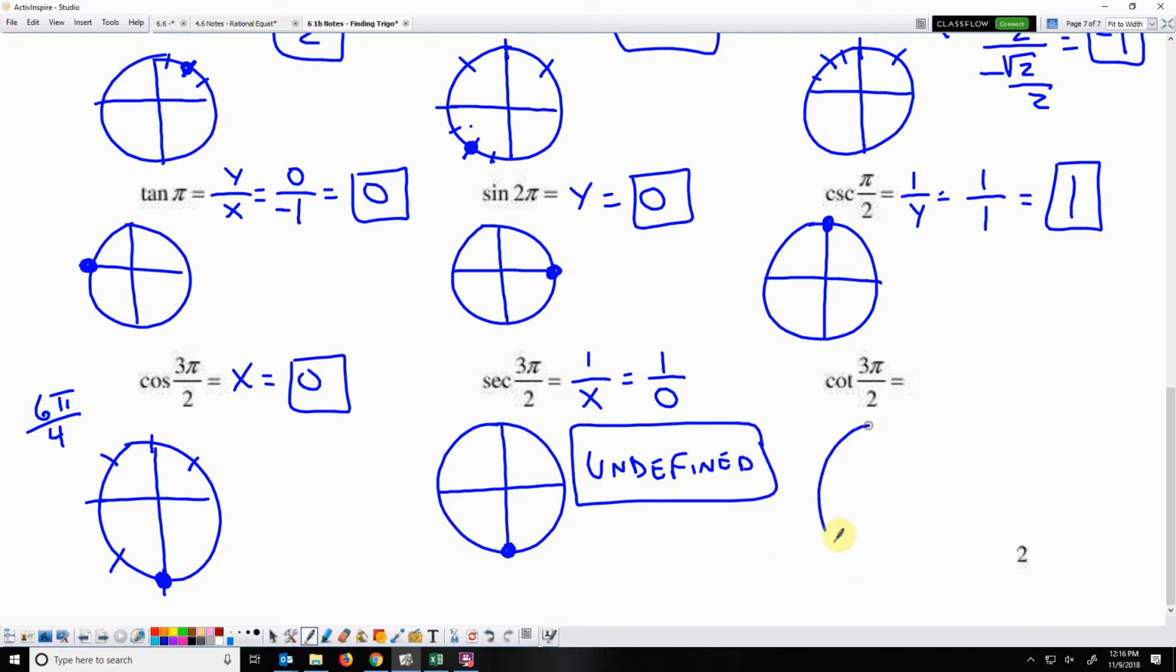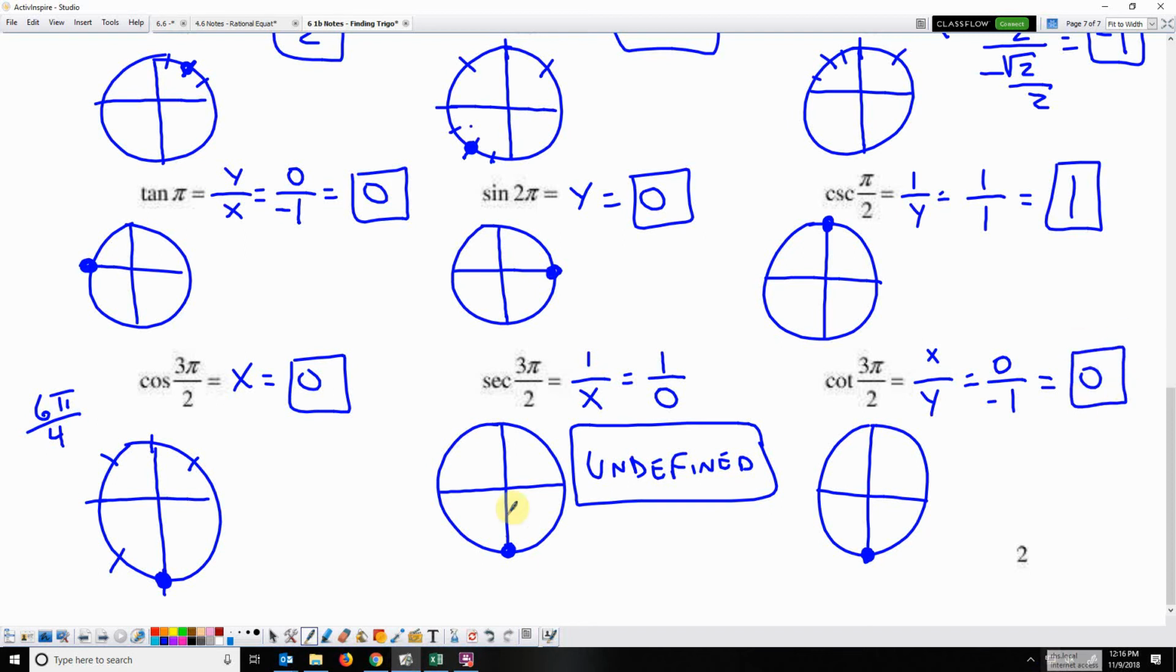And cotangent at that same spot. Reciprocal of tangent would be x over y. The x value, left or right, it is 0. The y value, it's all the way at the bottom, negative 1. 0 divided by negative 1 is 0. Again, I want you to be able to do these without drawing any of these pictures, just picturing these locations in your head.